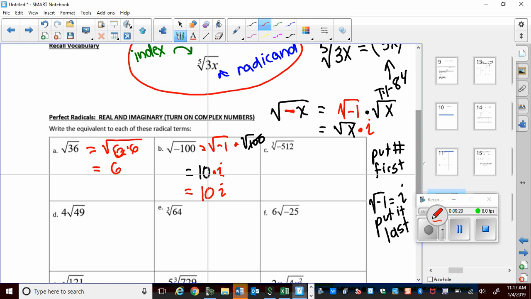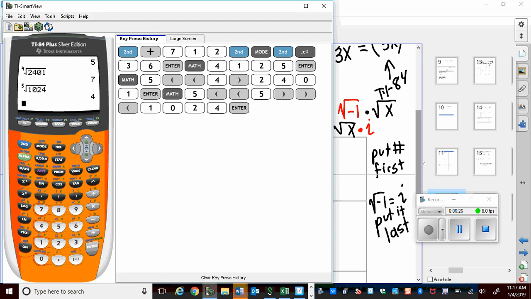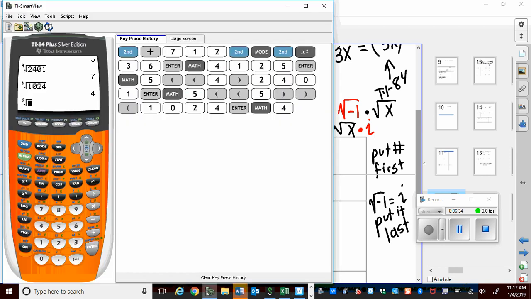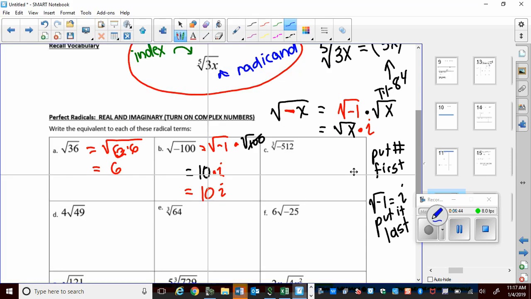Okay? Now the cube root, a little bit harder for me personally. So what I'm going to do is go to math number 4 and put in that number. It's a negative 512. Odd root radicals do not produce complex numbers. So this equals negative 8.